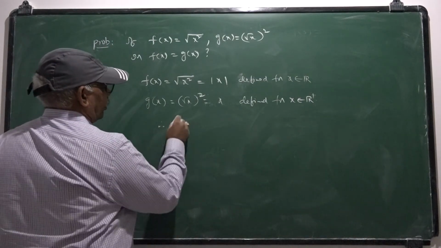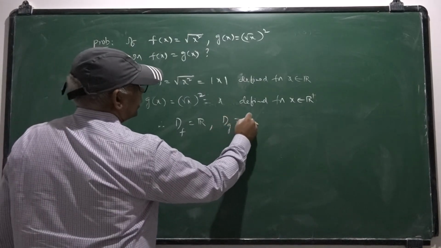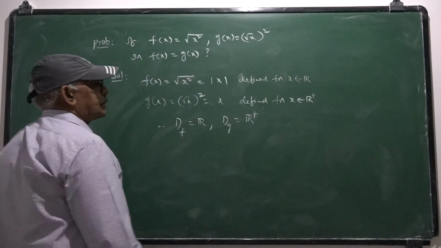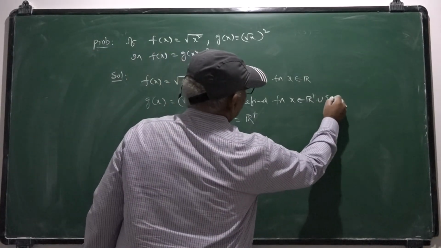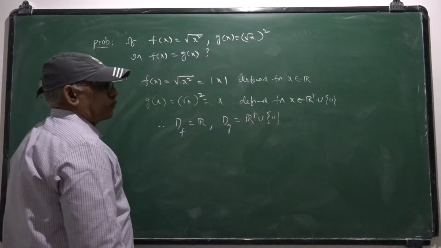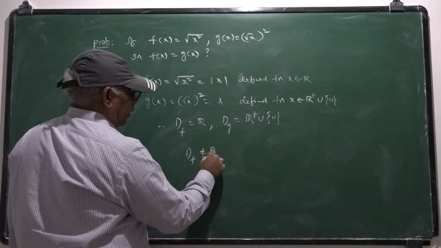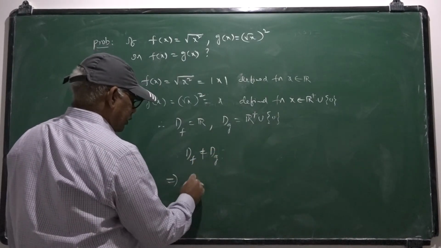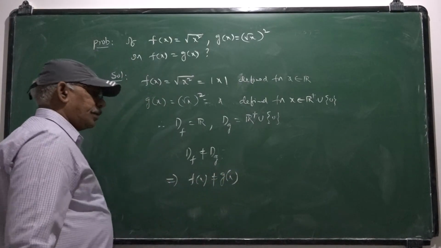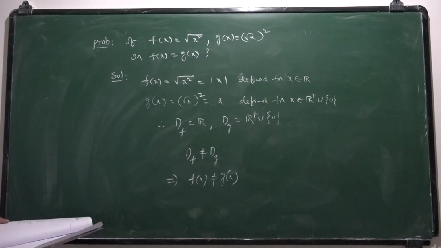So the domain of f is R, whereas the domain of g is R plus. Of course, including 0 also, it is union 0, which is valid. These two are not equal. Hence, f(x) is not equal to g(x). They are not equal. The domains are different.